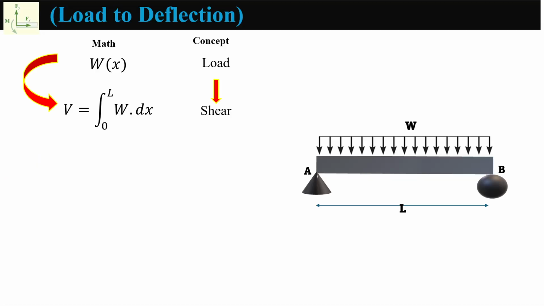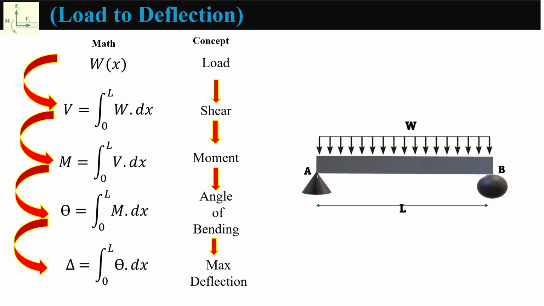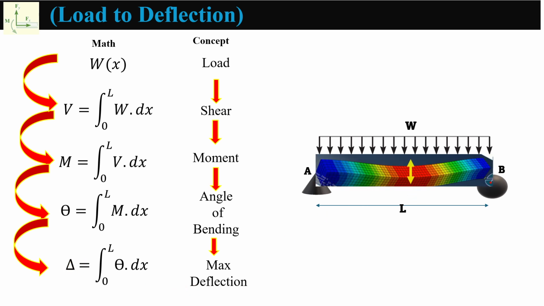So again, based on the mechanics concept, the area under load is shear, area under shear is moment, area under moment is angle of rotation, and the last integration leads us to deflection. Last time we started from load, integrated the load function, integrated shear, integrated moment, integrated theta to finally get delta or deflection. But this time we start from halfway through.